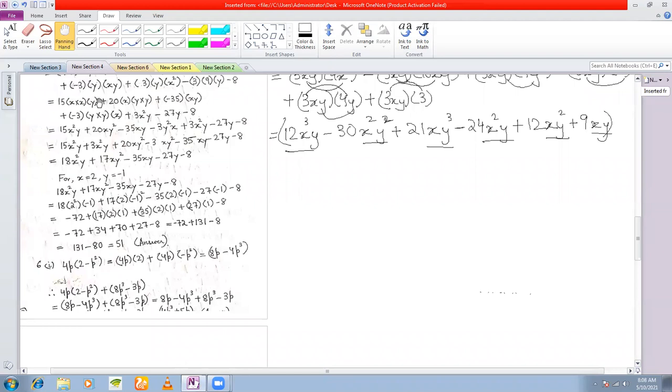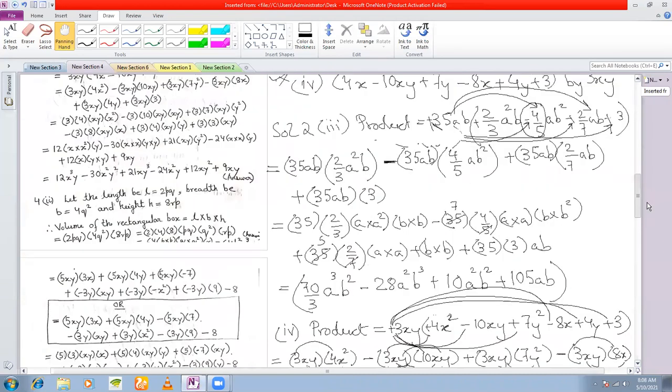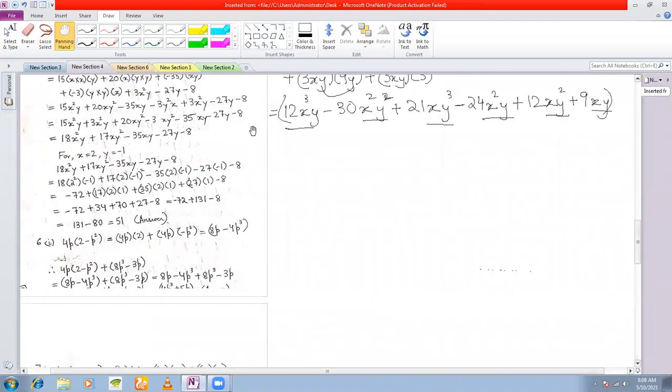The next question that I have done here is 4-2, which is a very simple question. Here, let me write the question for you. The question here was, find the volume of the rectangular box.